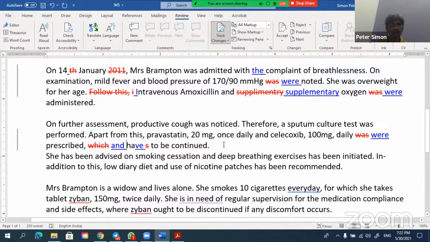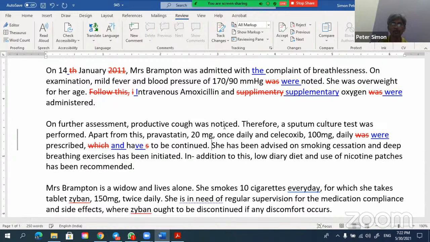Okay, next, why this space here? It's continuation. She has been advised on smoking cessation. Why do you want to write "she has been advised"? Why do you want to bring "she" first of all? No need to bring "she".